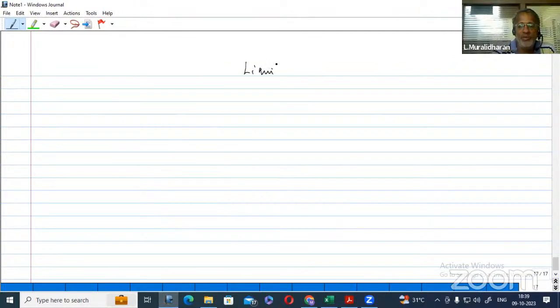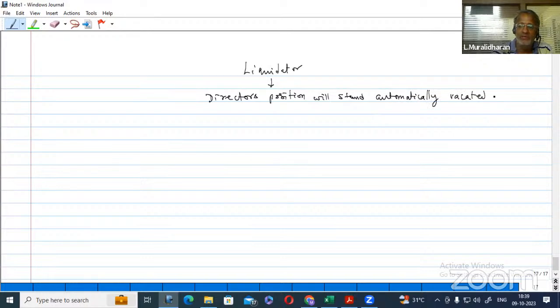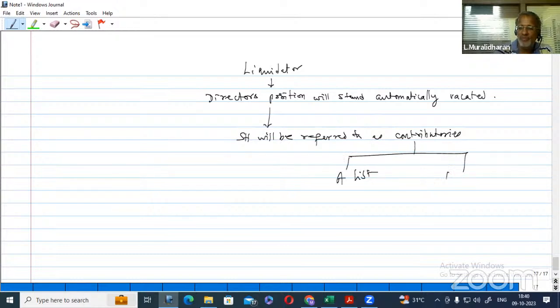See, when a liquidator is appointed, what will happen? Director's position will automatically stand vacated. Shareholders will be referred to as contributories. These contributories will be referred to as A list of contributories and B list of contributories.